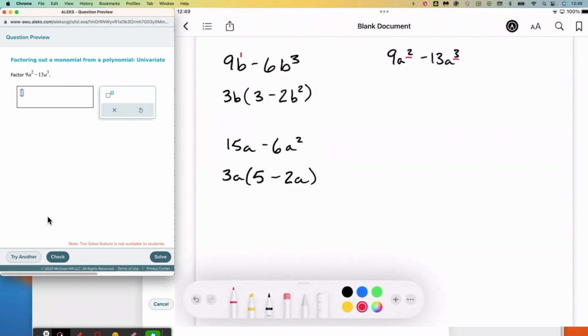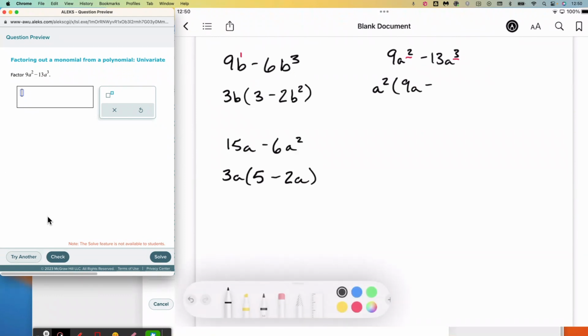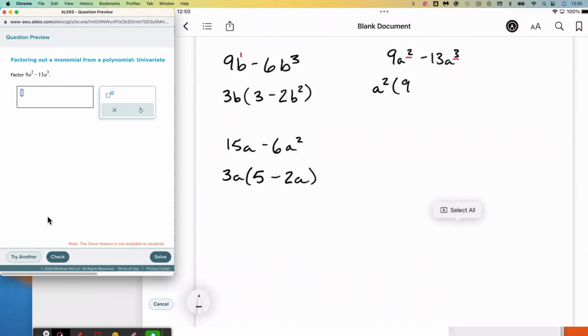The 9a to the power of 2 has 2 a's. The 13a to the power of 3 has 3. We can only take out 2 because they both have at least 2. So a to the power of 2 is going to leave us with 9, with no a's on the 9 because it had 2 and we took them both out. Minus 13 and then a to the power of 3. If we take 2 a's away or divide 2 a's out, that leaves us with 1a.